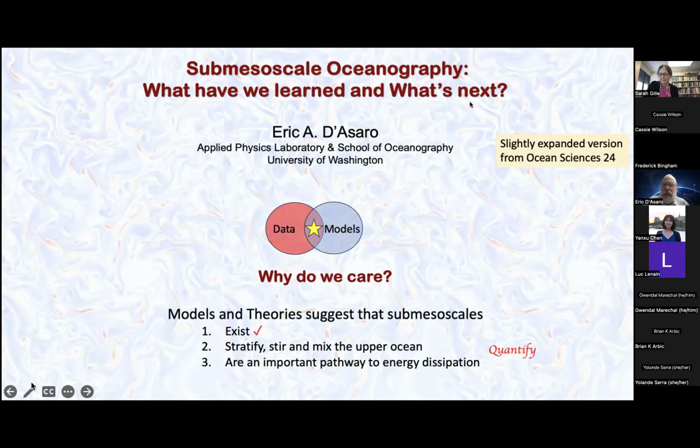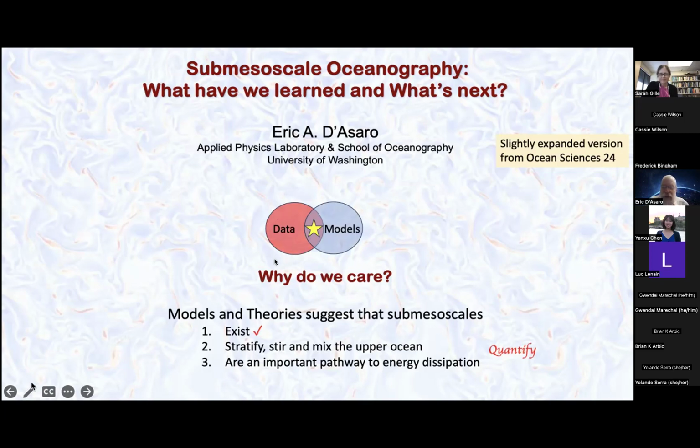And so I pulled up all the articles I could find that had submesoscale in the title or abstract in the last 10 years, mostly focusing on the ones that had some combination of measurements and theory. And here's sort of what I learned. So what have we learned and what's next? And what I mean by learned is that there's something that we tried to think about that has both a good theoretical understanding and some data that validates that that's going on.